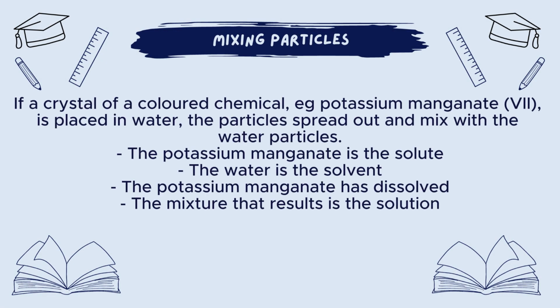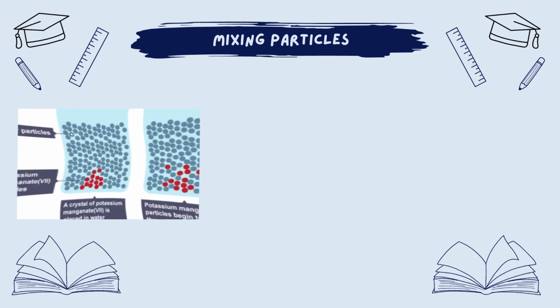If a crystal of a coloured chemical, for example potassium manganate, is placed in water, the particles spread out and mix with the water particles. The potassium manganate is the solute, the water is the solvent. The potassium manganate has dissolved, and the mixture that results is the solution.